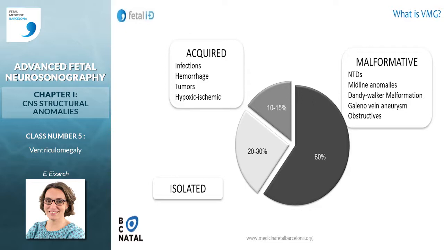In 10 to 15% of cases it will be secondary to an acquired pathology, which means something that happened during the gestation, such as an infection, hemorrhage, or a hypoxic ischemic lesion. And finally, in 20 to 30% of cases, we won't be able to identify the underlying cause, and then we will classify it as isolated ventriculomegaly.